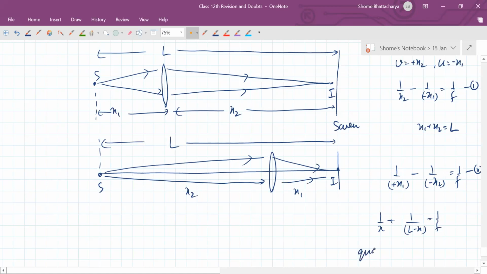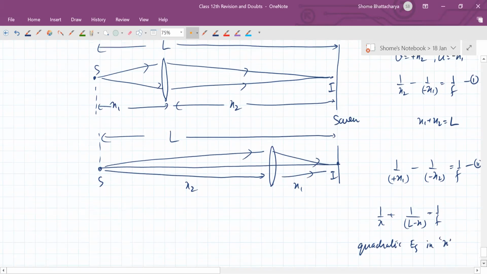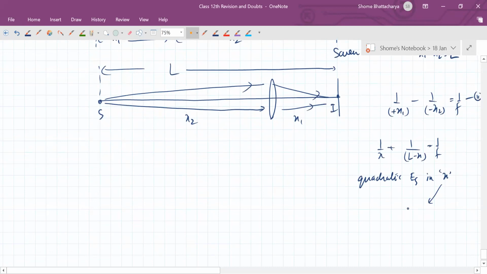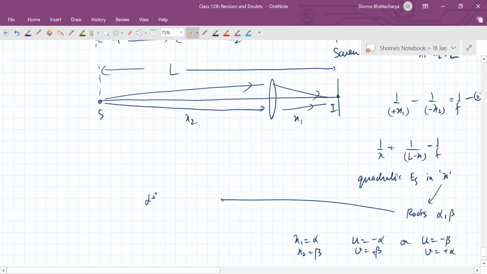This gives us a quadratic equation in x. So these are the two solutions of this. If the roots are alpha and beta, then the two solutions are x1 equal to alpha and x2 equal to beta. So u equal to minus alpha and v equal to beta, or u equal to minus beta and v equal to plus alpha. These are the roots. Okay. So anyway, now we know that the sum of the roots is equal to L, and using that we can solve for focal length very easily.